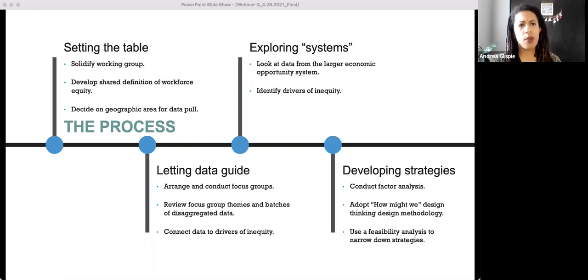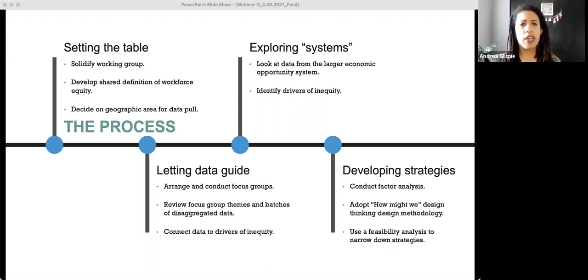That really is what I would call our setting the table phase. That small meeting at first consisted of someone from Dallas College, a few folks from philanthropy, someone representing our public workforce system, and a couple of community-based training providers. We spent some time really talking about what we wanted to get from doing this report, and ultimately who else we needed to bring to the table, and what our vision for workforce equity would be.